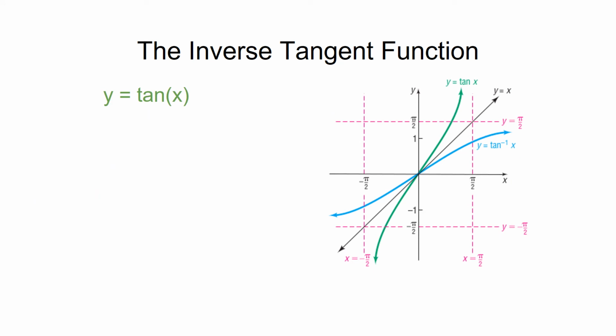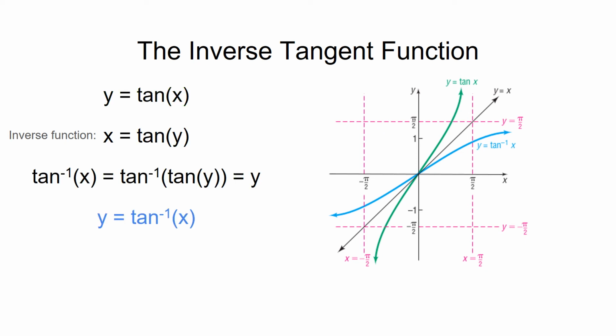To obtain the inverse tangent function, we begin with y is equal to tangent of x, graphed here in green. We swap the x and y values, obtaining an implicitly defined inverse function. The inverse tangent is graphed in blue. Its domain is the same as the range of the tangent of x, namely the set of real numbers, and its range is between -pi over 2 and pi over 2.